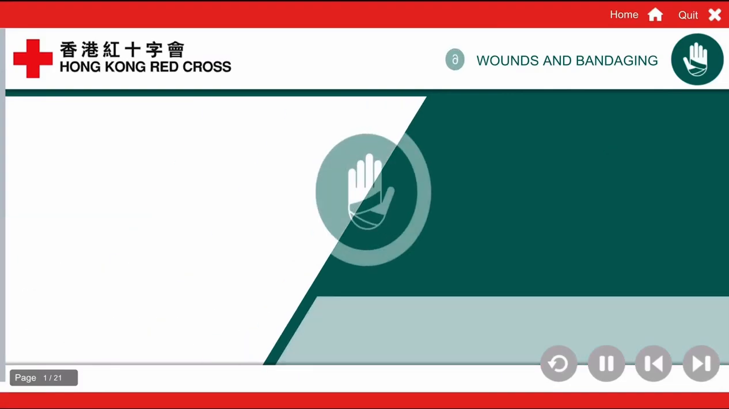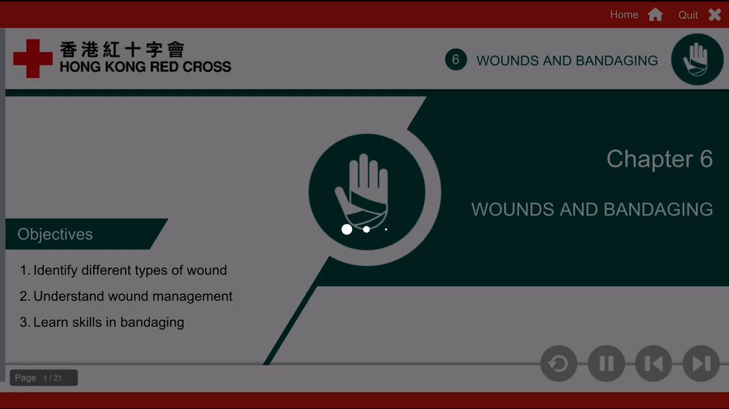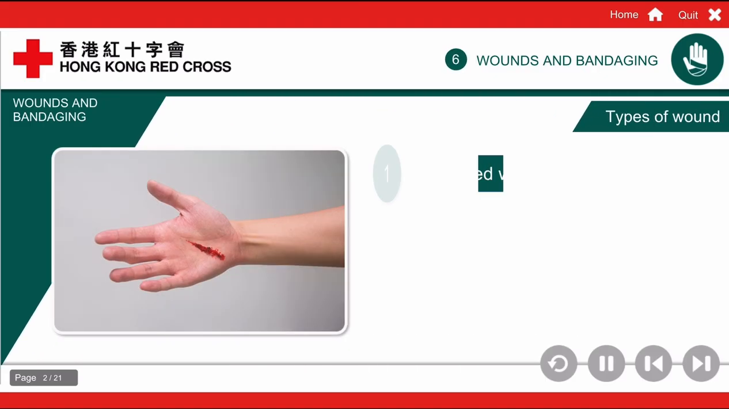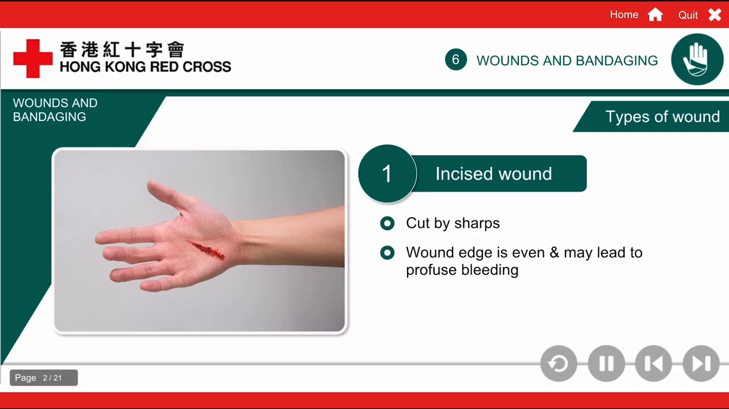Skills in bandaging. In this chapter, we'll talk about different types of wound and skills in bandaging. There are 8 different types of wound. The first type is incised wound. It's caused by a clean surface cut from a sharp-edged object such as knives or glass. The edge of the wounds is cut evenly. Blood vessels are cut straight across, so bleeding may be profuse.